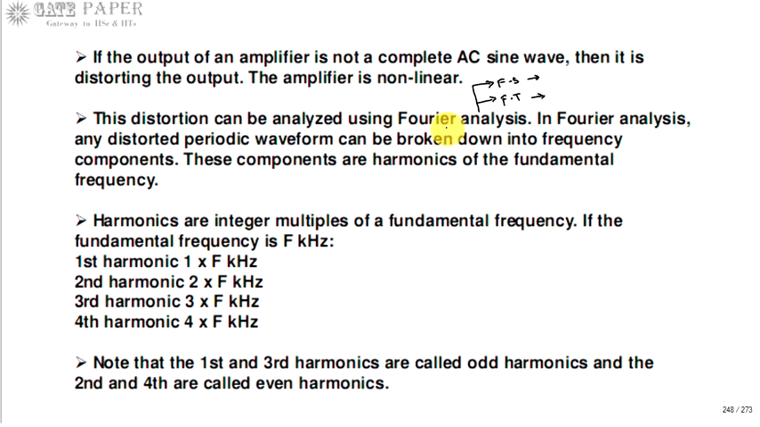Now look at this. Using Fourier series, any distorted periodic waveform can be broken down into frequency components, and these components are called harmonics of the fundamental frequency. Harmonics are simply integer multiples of the fundamental frequency. That is, if the fundamental frequency is f, the first harmonic is 1 times f, the second harmonic 2 times f, the third harmonic 3 times f, and the fourth harmonic 4 times f. The first and third harmonics are called odd harmonics, and the second and fourth are called even harmonics.